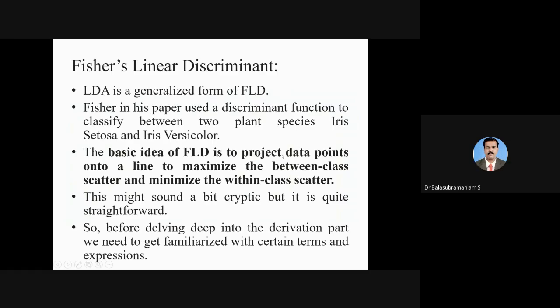So LDA is a generalized form of Fisher's linear discriminant, right? Fisher is a person. In 1936, he derived this discriminant function to classify between two plant species, Iris setosa and Iris versicolor. So these are the two species, and this is a binary class classification. In 1936, he did the binary class classification using his discriminant function.